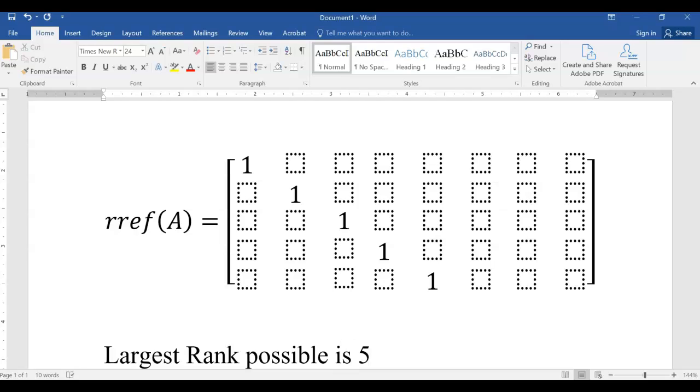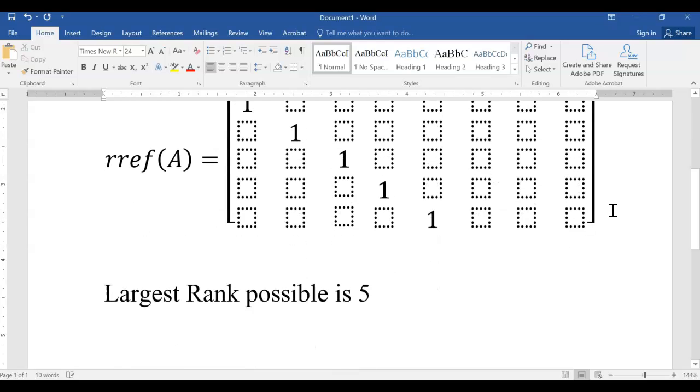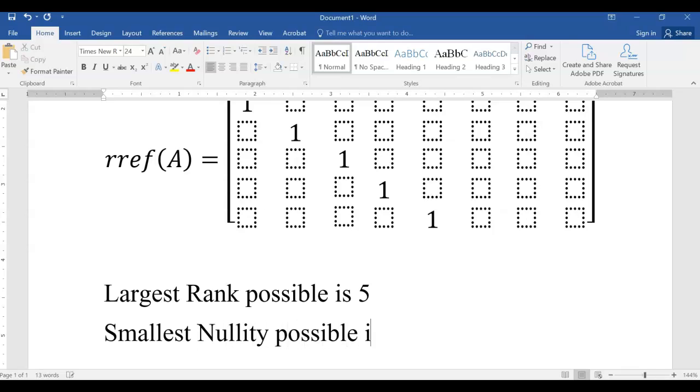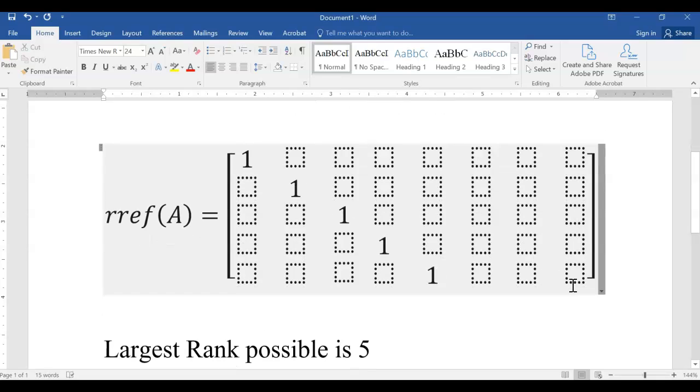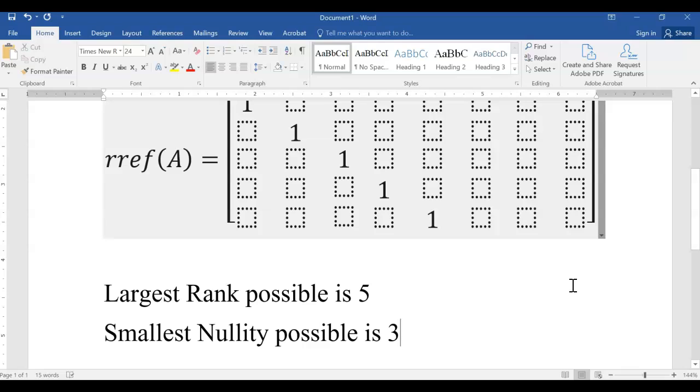is 5. Now notice what that means about the nullity. Well, at most you can have 1, 2, 3, 4, 5 pivot columns. So the smallest number of free variables you could have is 3. So the smallest possible nullity is 3, and the largest possible rank is 5.